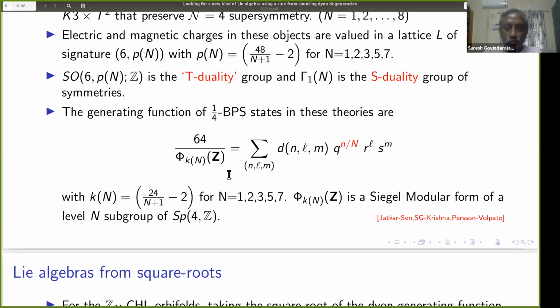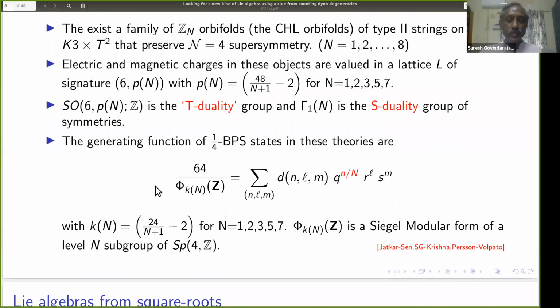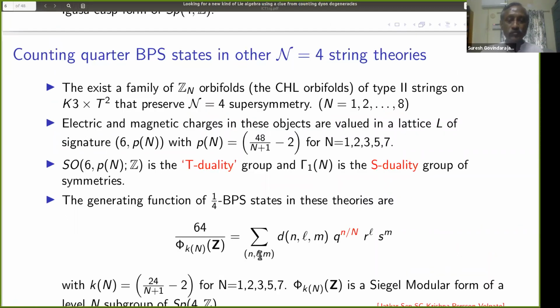Okay, and so for these examples, for prime cases, it was done by Jatkar and Sen, and then my student Krishna and myself, we completed the story for the non-composite cases, and there's a much more detailed discussion many years later by Persson and Volpato. Okay, so this is the setting. So we have a bunch of modular forms associated with this Z_N orbifold. So there are 8 of them if you wish, and they count.